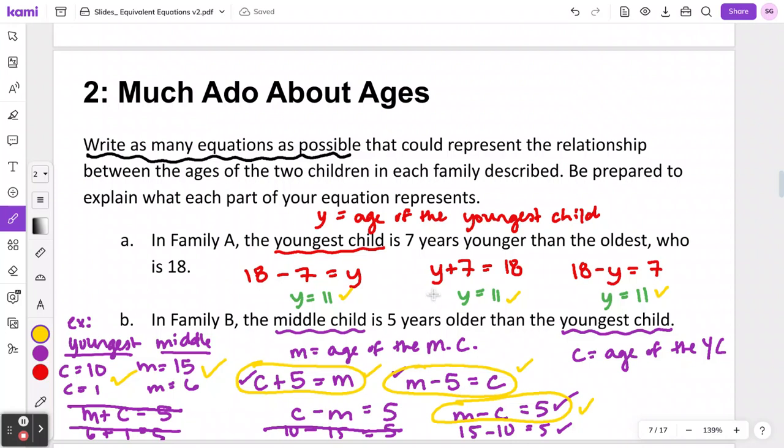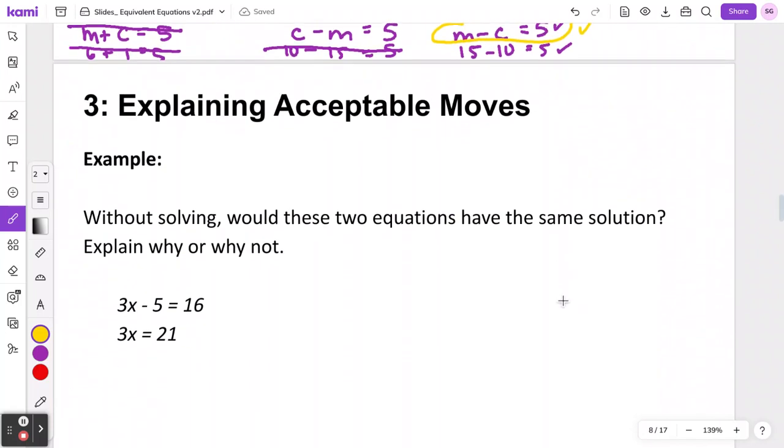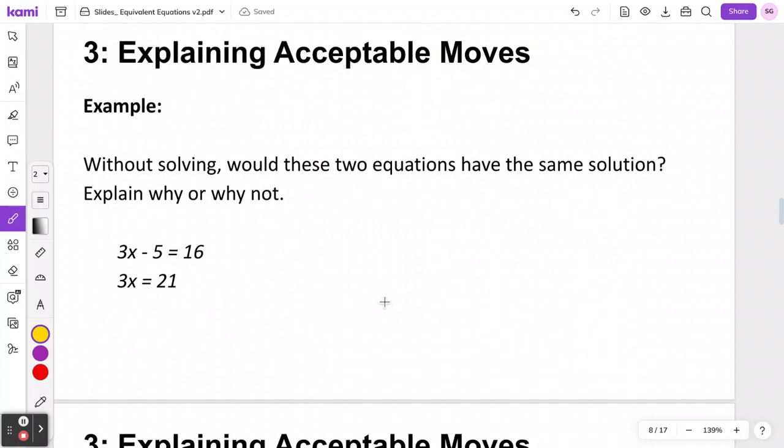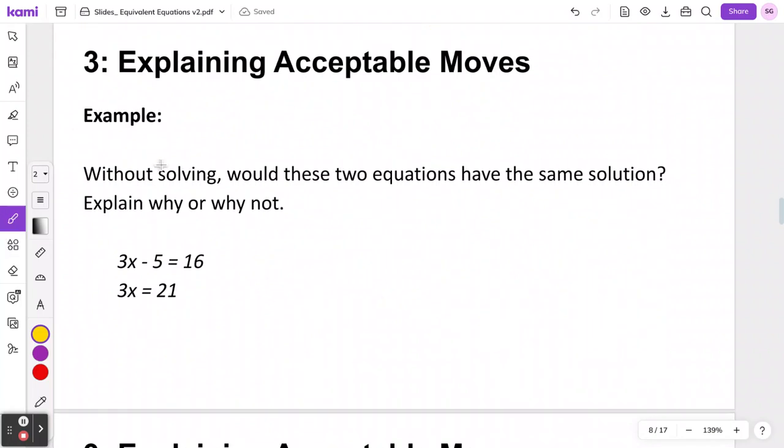When we talk about what mathematical moves you can make to create equivalent equations, go back to what mathematical moves you learned when you talked about solving equations. So, for example, without fully solving either of these equations, would these 2 equations have the same solution? Explain why or why not. The way we can explain that is by figuring out what mathematical move you have to do to get from one equation to the next.